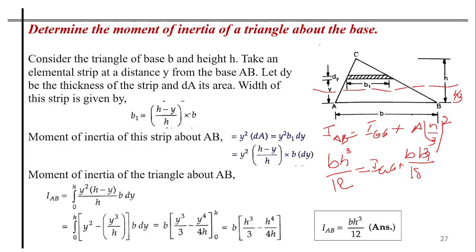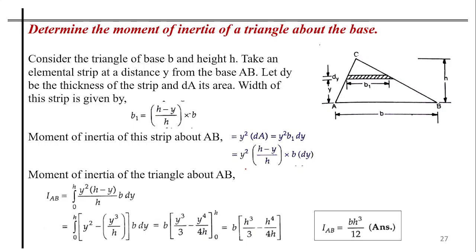So 1 by 18 minus 1 by 12 gives me 1 divided by 36. So IGG is going to be bh cube divided by 36. So the moment of inertia of the triangle about its horizontal centroidal axis, in this case, is going to be bh cube divided by 36. Okay, so that is the change that we will be following.